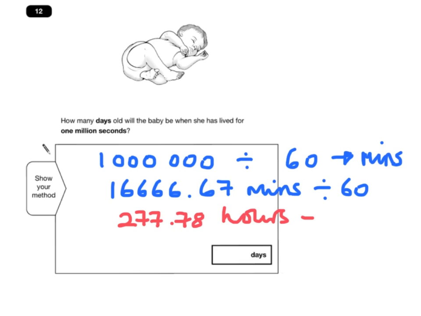And finally, if we divide by 24, because there are 24 hours in a day, then we get the age of the baby in days. So 277.78 divided by 24 is 11.57. So I think, strictly speaking, we would need to write 12 days.